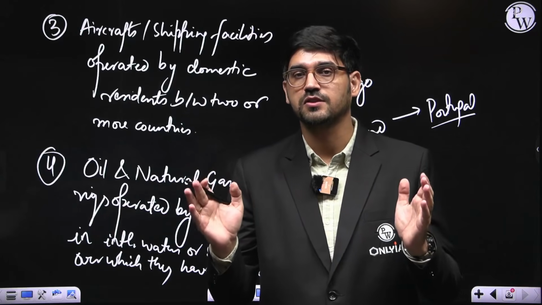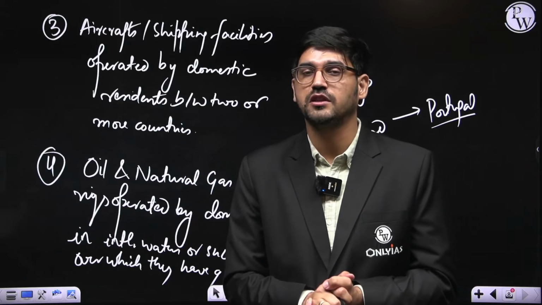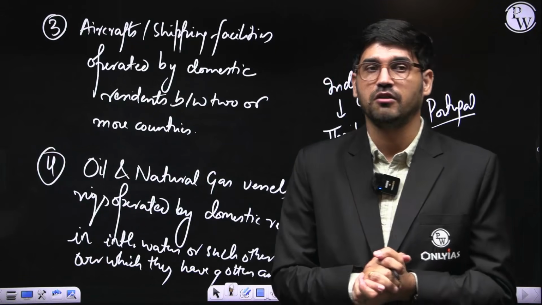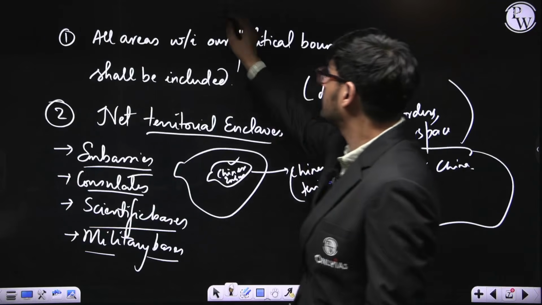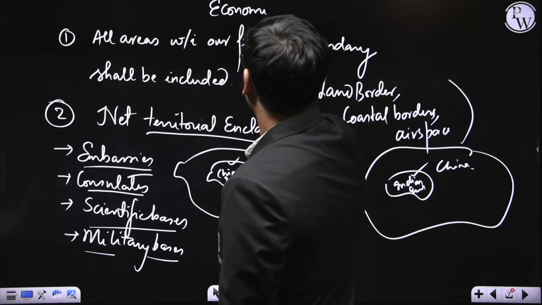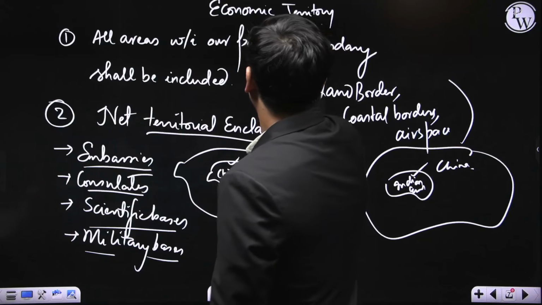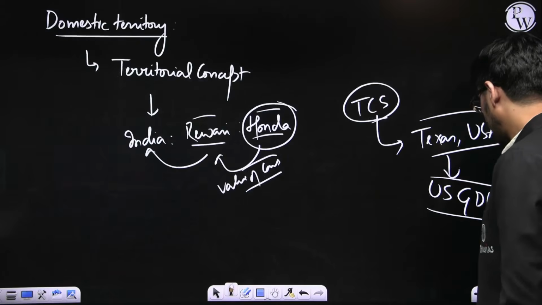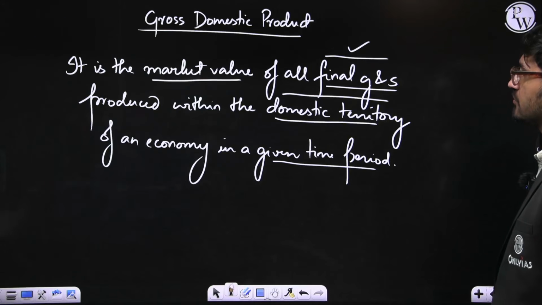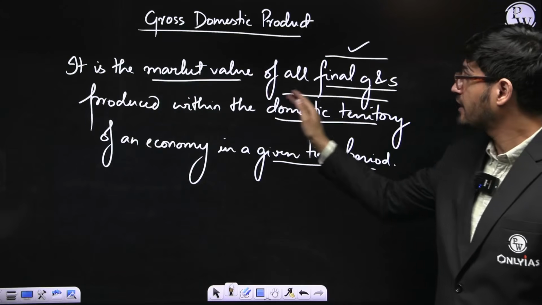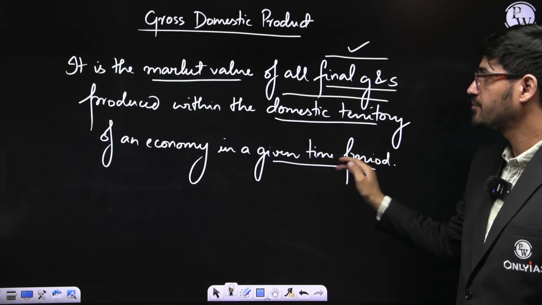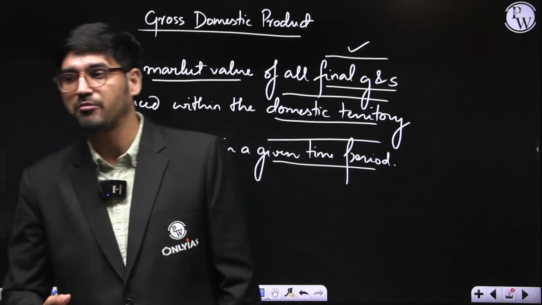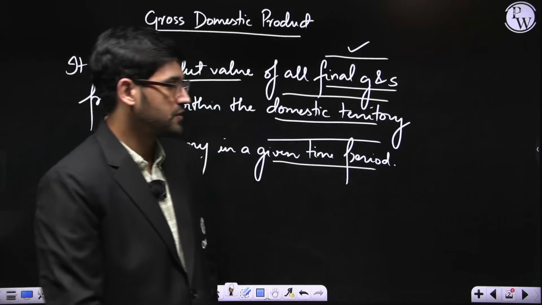So, for the purposes of calculation of GDP, when we use the term domestic territory, we are technically not talking simply of our political boundary. What we are talking about is what we call the economic territory of the country, which will include all these regions as I have mentioned. Let's go back to the definition again. It is the market value of all final goods and services produced within the domestic territory of an economy in a given time period. Now, when we say in a given time period, what is the implication of this?